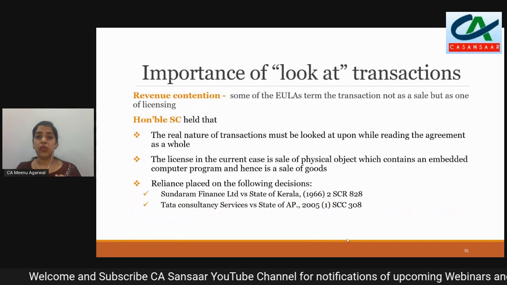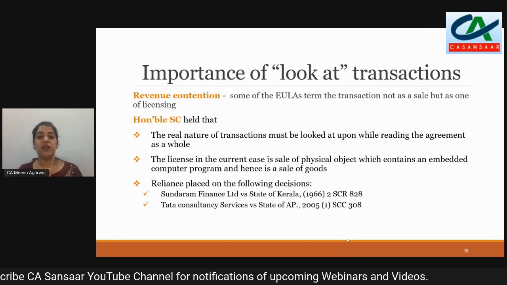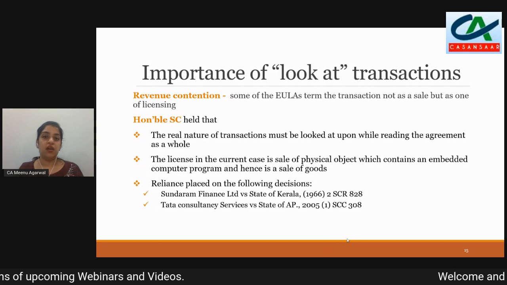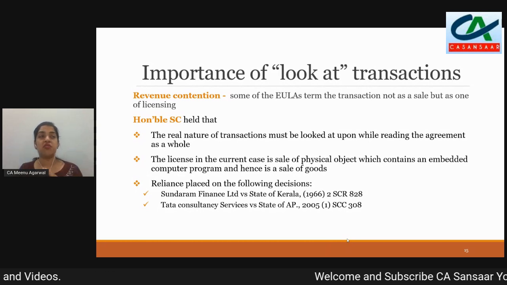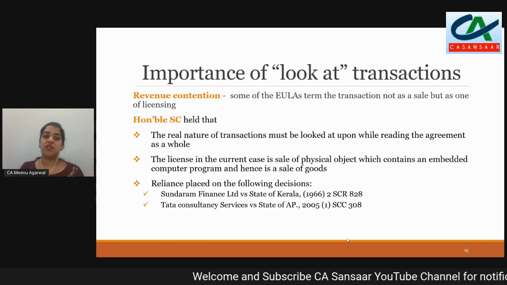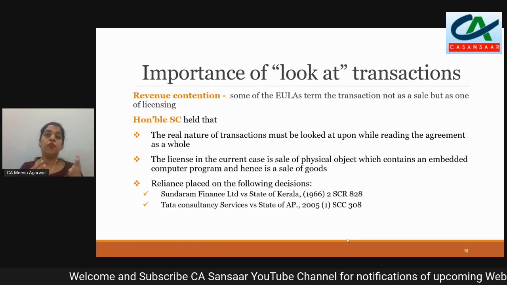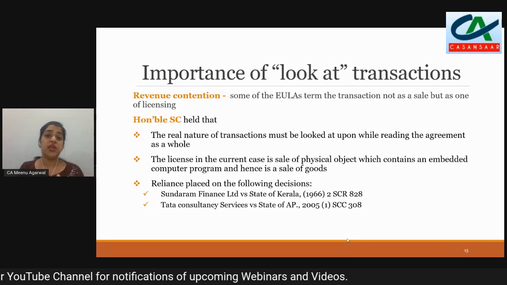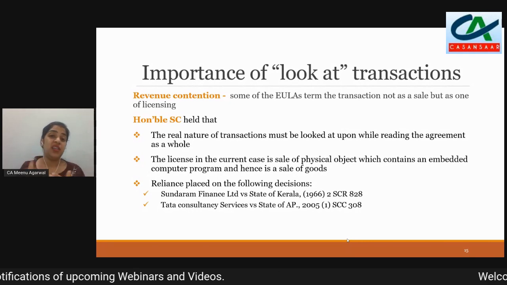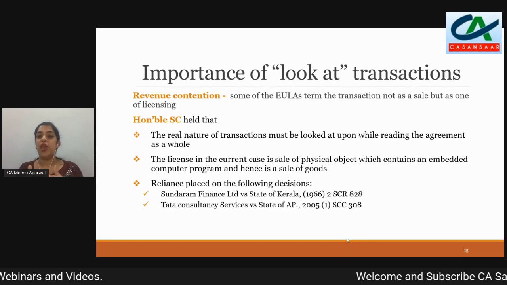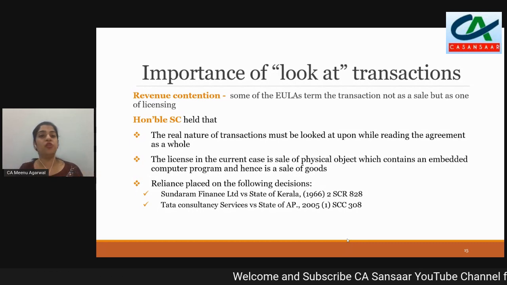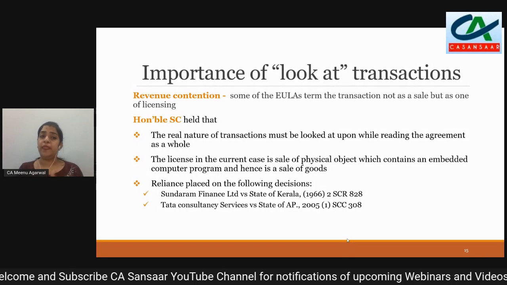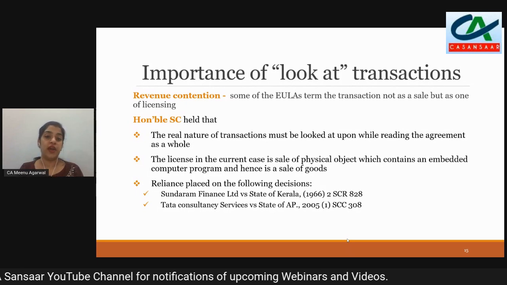Now, the revenue, in spite of all this, contended that the end user license agreement has termed that this transaction is not a sale but a transfer of license. So here we go back to the point whether you need to look at the transaction or look through the transaction. Now this particular terminology has been discussed by the apex court in not only this decision but in various decisions including Azadi Bachao, including your Vodafone case. The Supreme Court reiterated that the real nature of the transaction should be looked at and not looked through.